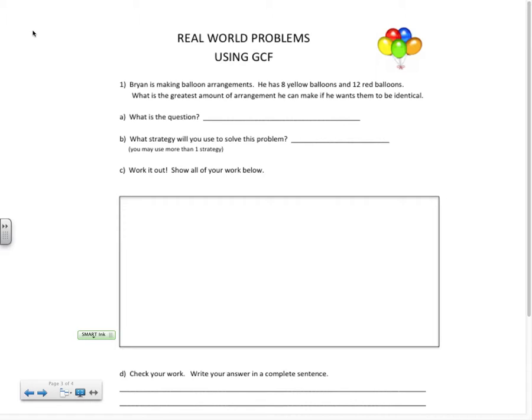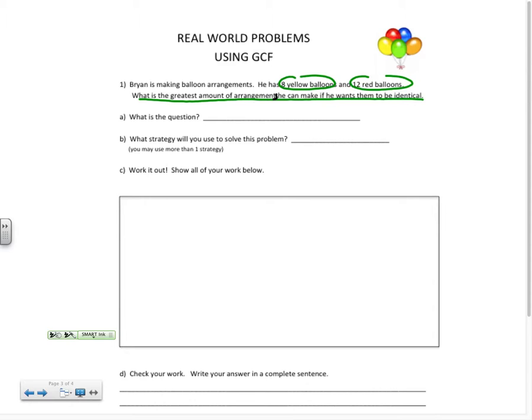Let's read the problem. Brian is making balloon arrangements. He has 8 yellow balloons and 12 red balloons. What is the greatest amount of arrangements he can make if he wants them to be identical? Okay, notice that I circled important information and I underlined the question. I need to be aware of what the question's asking so I can answer correctly.